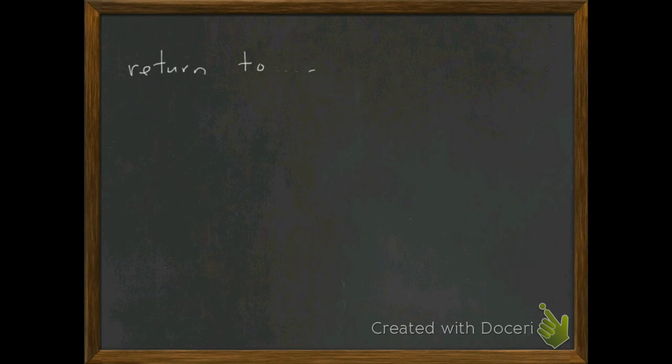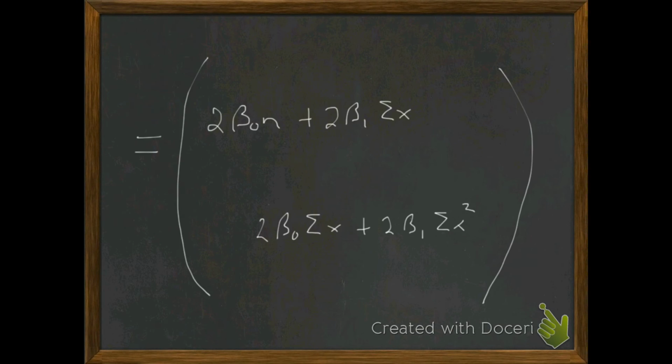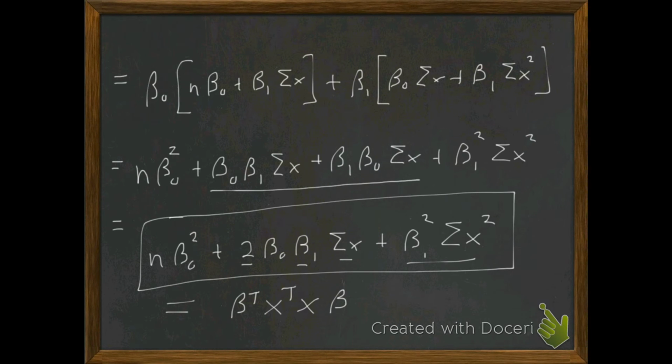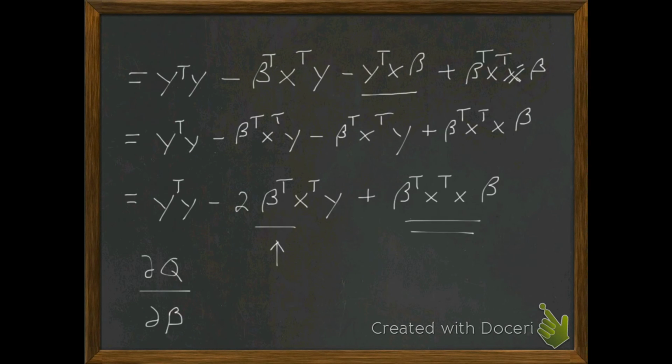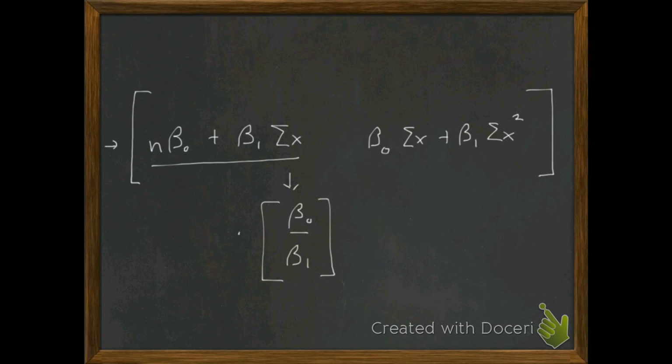So we were taking the partial of each term, and we were at a point where we had y transpose y minus 2. Let's go back and take a look at that. Okay, so I've illustrated this right here. So we got negative 2 beta transpose x transpose y.